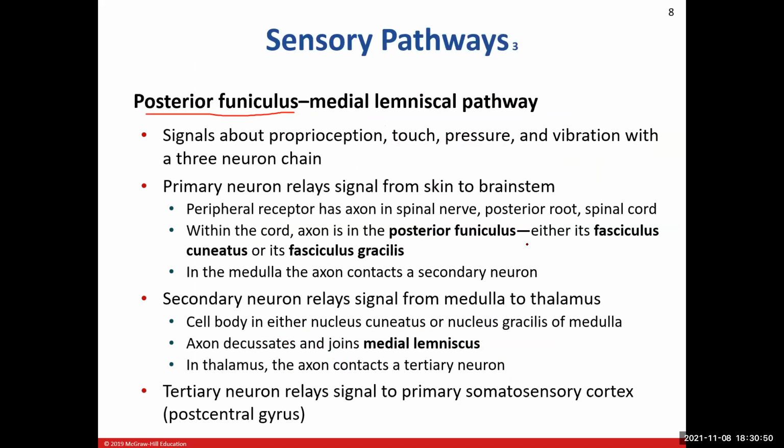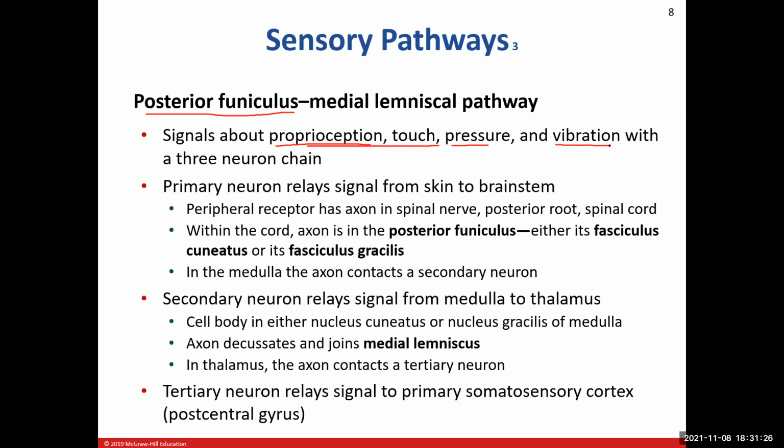If you recall, the medial lemniscal pathway was going to be found in the brainstem. The medial lemniscus was a structure that I was showing you, found in the midbrain, the pons, and the medulla oblongata. And the medial lemniscal pathway is just myelinated tissue. It's white matter. It's myelinated axons. And so it's going to be found in the brainstem. So let's start off real simple. This pathway, the medial lemniscal pathway, is going to carry proprioception, touch, pressure, and vibration.